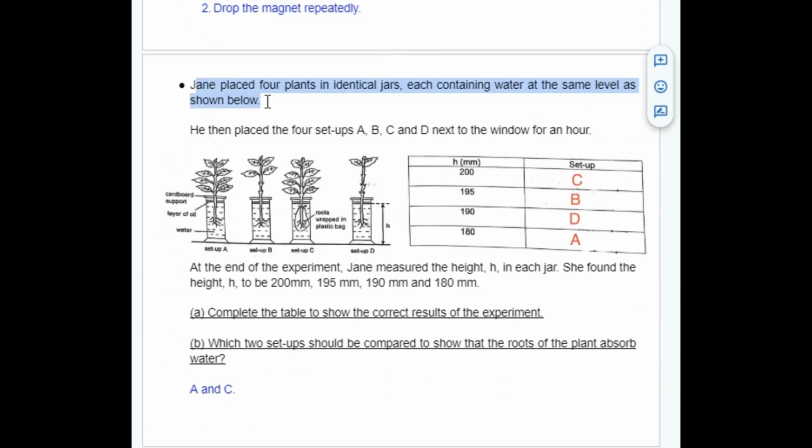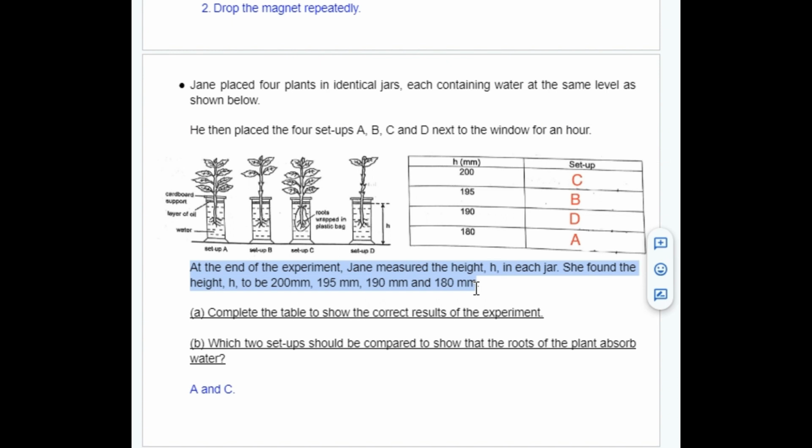Jane placed 4 plants in identical jars, each containing water at the same level as shown below. She then placed the 4 setups A, B, C, and D next to the window for an hour. At the end of the experiment, Jane measured the height, h, in each jar. She found the height, h, to be 200 millimeters, 195 millimeters, 190 millimeters, and 180 millimeters. Complete the table to show the correct results of the experiment.